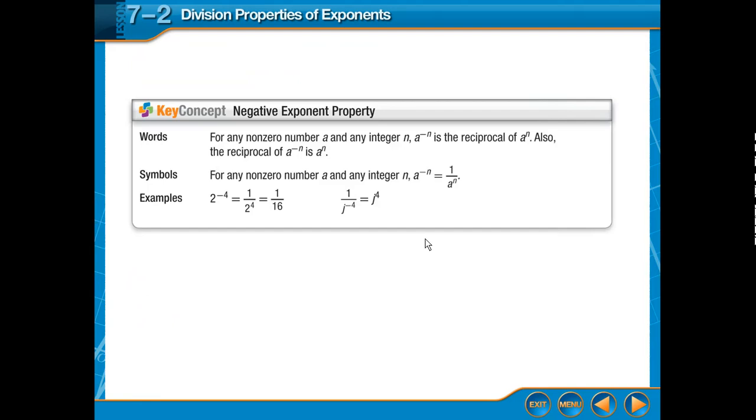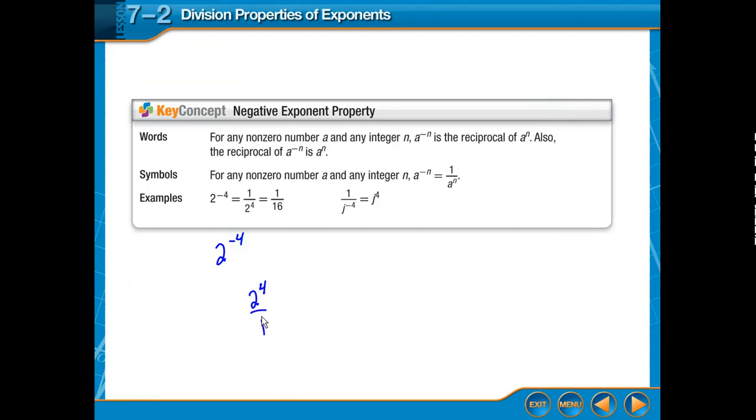Okay, to figure out 2 to the negative 4, it's going to be the same thing as the reciprocal of 2 to the 4th. Reciprocal, remember, flips the numerator and denominator. So this is going to be 1 over 2 to the 4th. So 2 to the negative 4 is the same thing as 1 over 2 to the 4th.